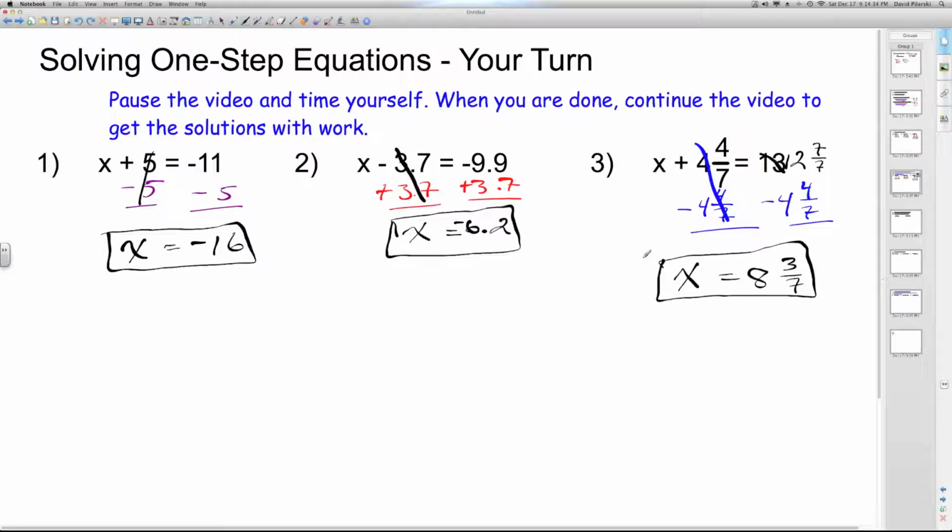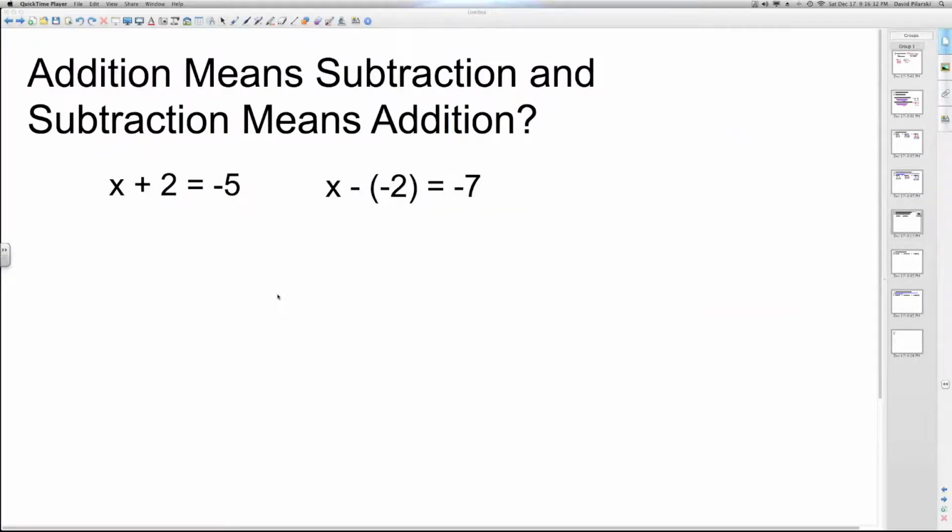We're going to take a look at another part of solving one-step equations with addition and subtraction here. In the next slide, we're going to talk about when addition means subtraction and subtraction means addition. You've got to be asking yourself, what is this Mr. Pi the Math Guy talking about? Well, let me show you what I'm talking about.